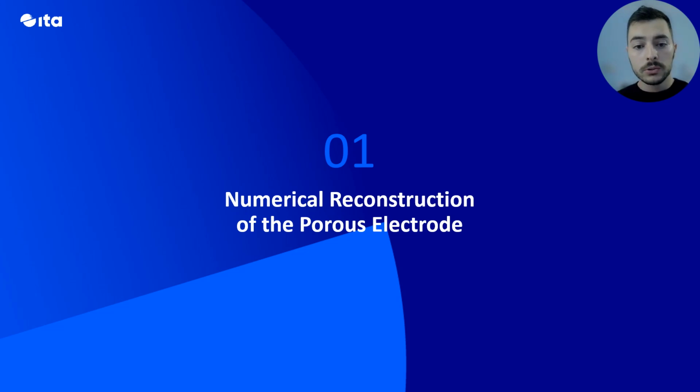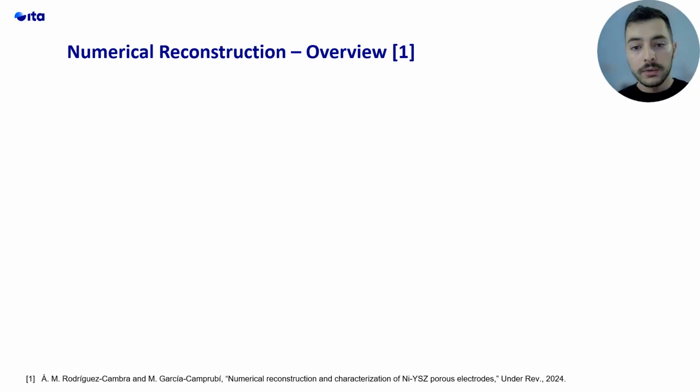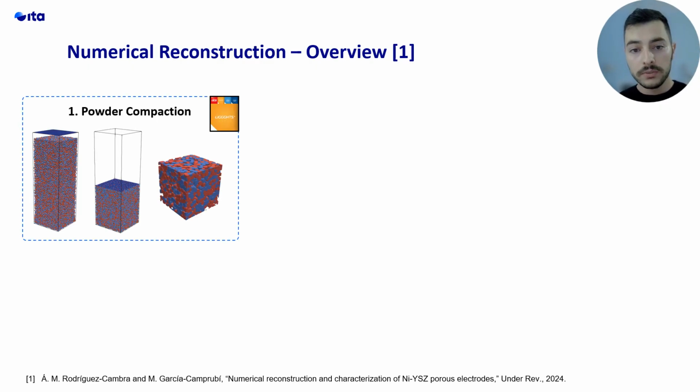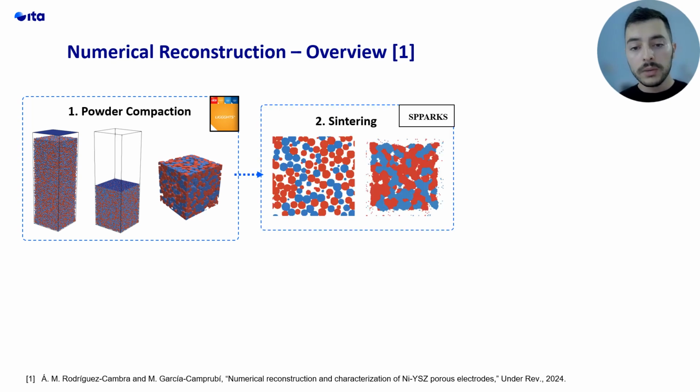Now, I am going to talk about the numerical reconstruction, and I am going to briefly explain the three different steps that we are considering. First, we are simulating the powder compaction of the nickel and the yttria particles. We are performing this part with LIGGGHTS, which is an open source code for the discrete element method. After that, with the output of this module, we are performing the sintering process, in which these particles join together to form this final sintered microstructure.